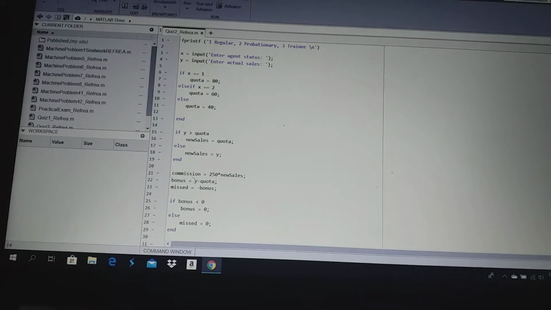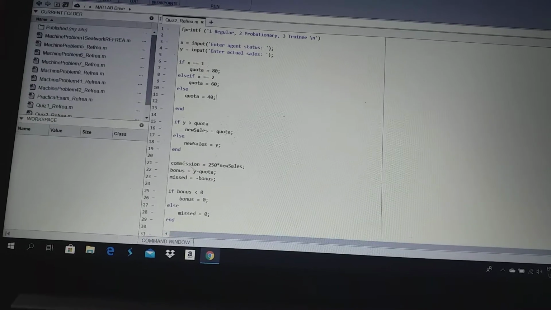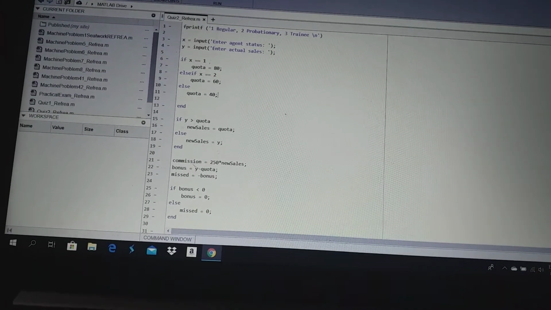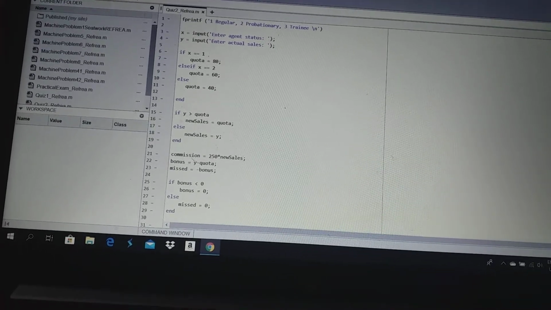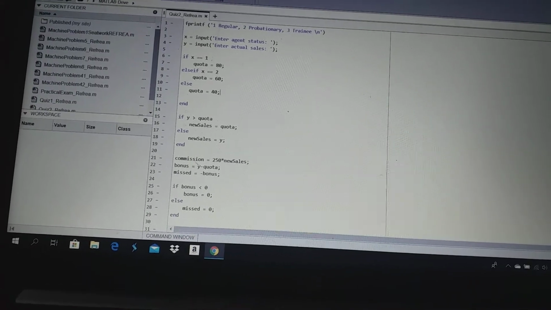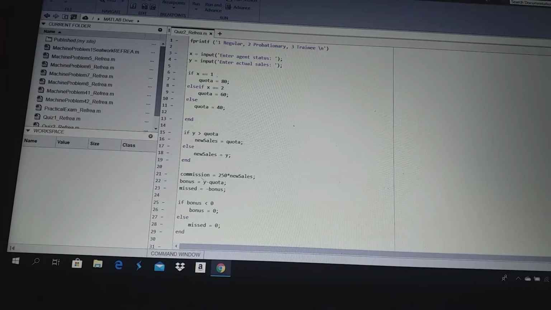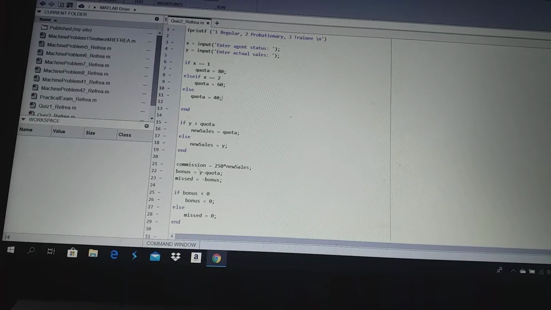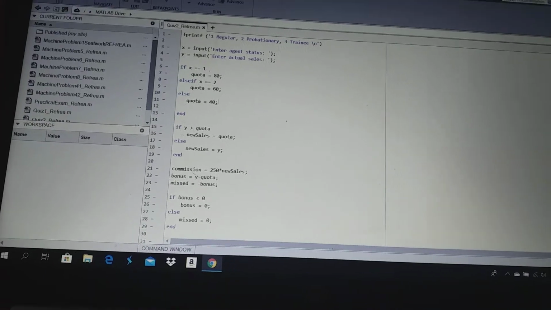After the user has inputted his or her own agent status, the text enter actual sales would appear, wherein it asks the user how many sales he or she has made for the month. The code for this is located in line 4. For line 6, if represents the first conditional statement of the code. If the user inputs 1 for his or her agent status, then the program would identify that he or she is a regular, and thus the program knows that he or she has a quota of 80 sales, which is stated in line 7. For line 8, else if represents the second conditional statement of the code.